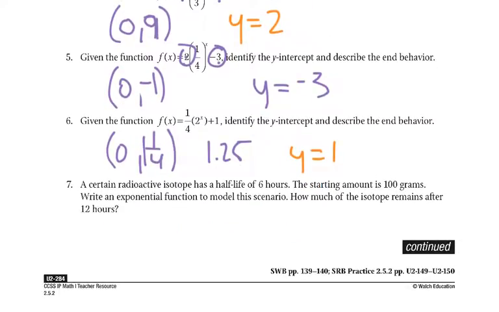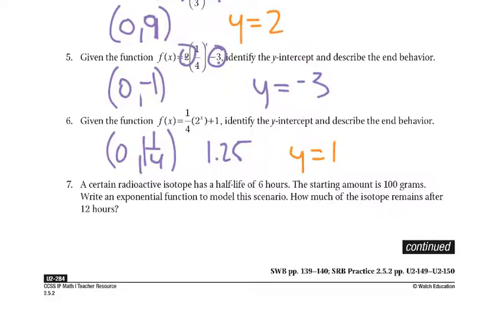Alright, now let's look at 7. A certain radioactive isotope has a half-life of 6 hours, so every 6 hours it's cut in half. The starting amount is 100 grams. Write an exponential function to model this scenario. How much of the isotope remains after 12 hours?